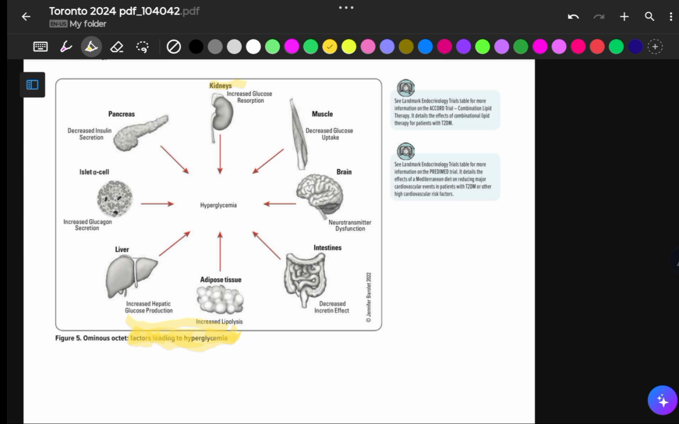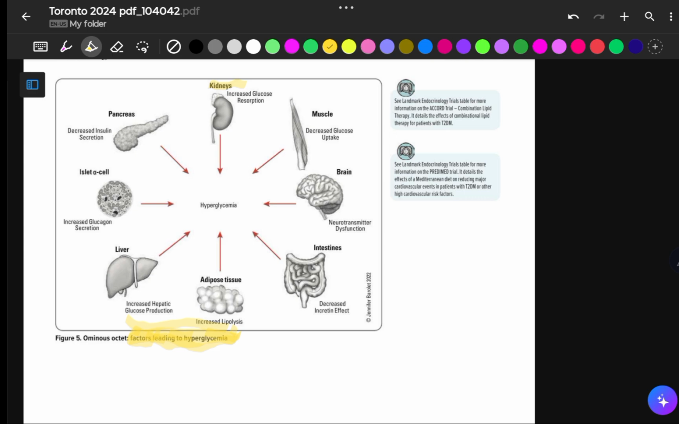Now, the muscle: you have decreased glucose uptake. There's not enough insulin, so the glucose is not being taken into the tissue. Therefore, you have decreased glucose uptake, and that increases hyperglycemia. Your brain as well: if you have dysfunctional neurotransmitters, that will cause hyperglycemia. Your intestine: a decrease in incretin effect will increase hyperglycemia. Adipose tissue: increased lipolysis, the breakdown of fat, will increase hyperglycemia.